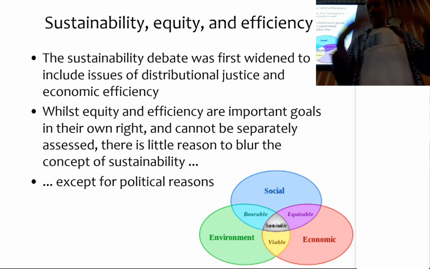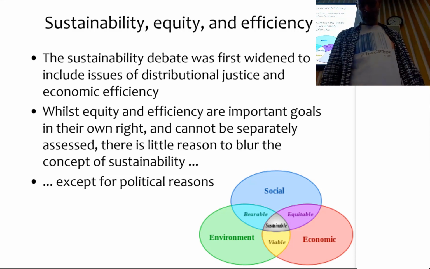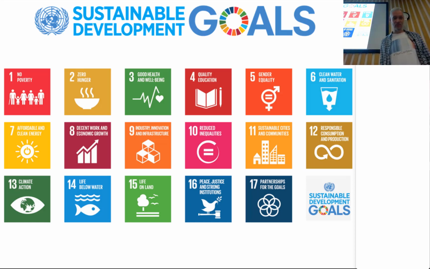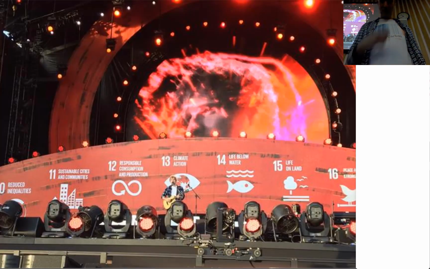And then, of course, 10, 20 years later, the United Nations took over, and they have now defined 17 Sustainable Development Goals. And here you see the 17. They were launched by Ed Sheeran. Ed Sheeran used to be popular and cool.